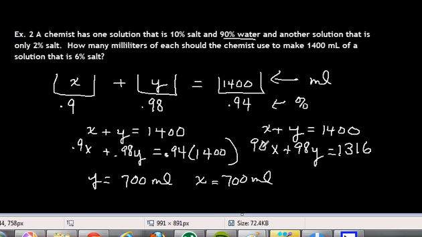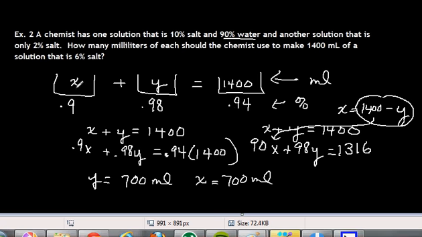I didn't have enough room to do this all out, but you could just take x equals 1,400 minus y, and then substitute it in for this x right there, and then it would be all in terms of y. So hopefully that's not too difficult. I think these are pretty simple if you understood coin problems. You put the milliliters at the top, you put the percentage written as decimals at the bottom. Your first equation is just what's in the bucket. The second equation is the percentage multiplied times what's in the bucket. And then you just solve the system of 2 equations.